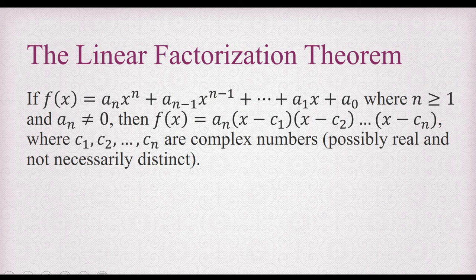All right, linear factorization theorem states, so once again, we just have this f of x function. So once again, that definition is just saying that you start with the biggest exponent, you're going in standard form down to the smallest, which is just a constant. We need n to be greater than or equal to 1. We don't want our lead coefficient to be 0. When that's the case, we're going to be able to factor. So the lead coefficient times a bunch of different binomials. Okay, C1, C2, C sub n, those are all complex numbers, so possibly real, not necessarily distinct.